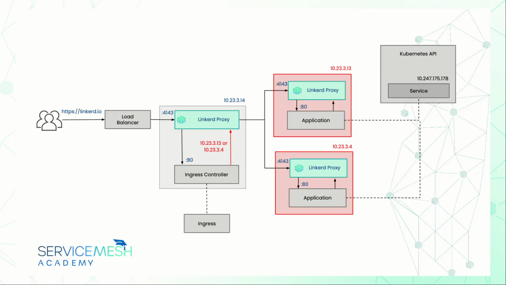Now, let's assume that we added the annotation to the Ingress, in this case for NGINX. What do you think will be the IP that the proxy will receive from the Ingress controller? I will still give you 5 seconds to think about that.